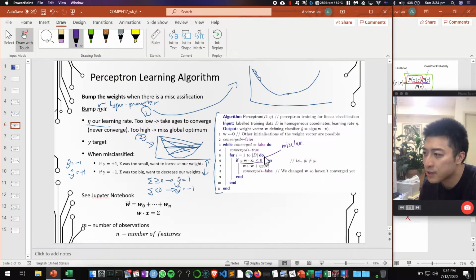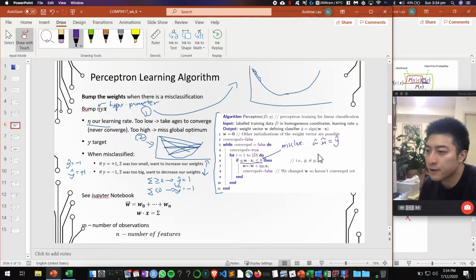When there's a misclassification, this is going to be negative, and let's think about why. So basically, w dot x, that's y hat. That's a prediction, right?